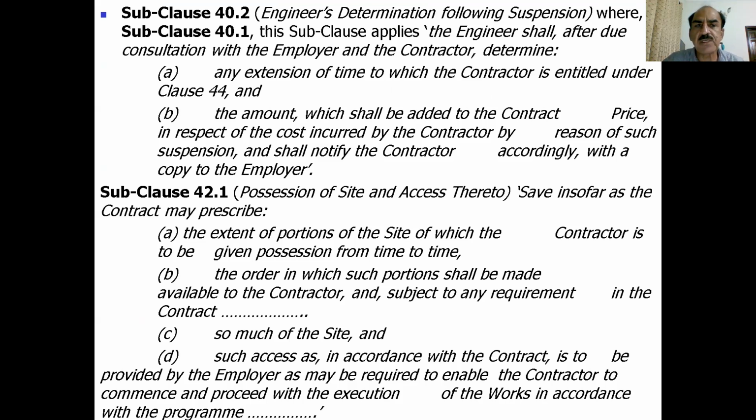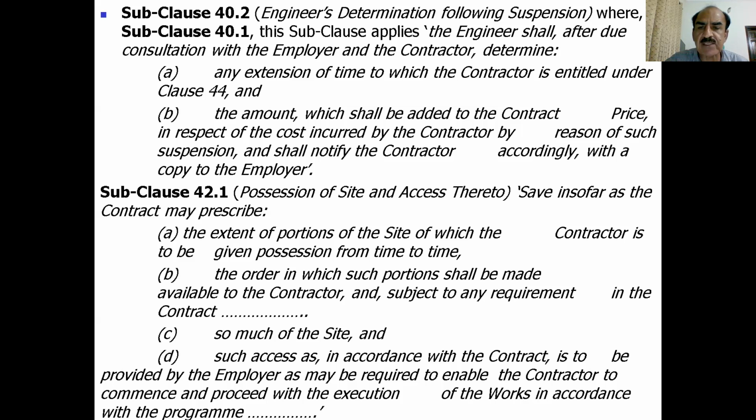the engineer's orders for suspension. Whereas clause 40.1, this clause applies: the engineer shall, after due consultation with the employer and contractor, determine any extension of time to which the contractor is entitled under clause 44, and the amount which shall be added to the contract price in respect of the cost incurred by the contractor by reason of such suspension, and shall notify the contractor accordingly with a copy to the employer.